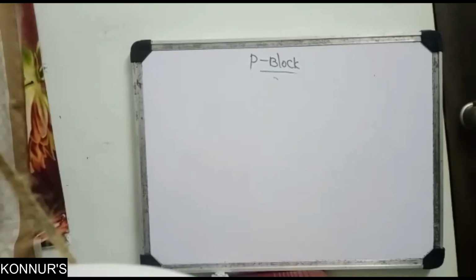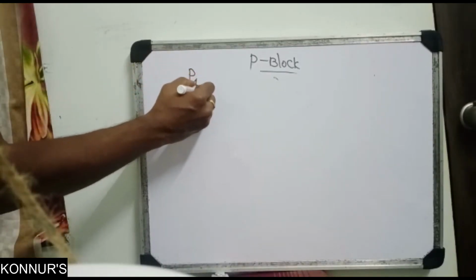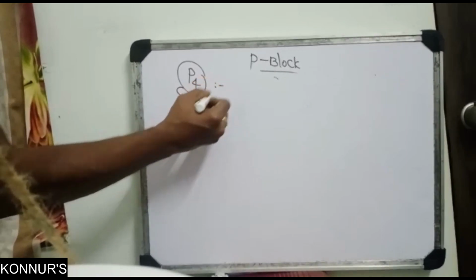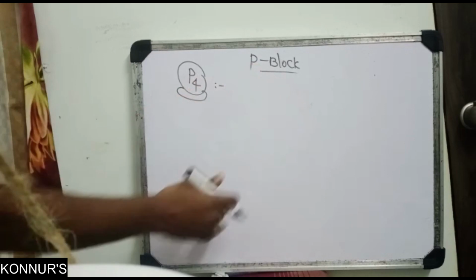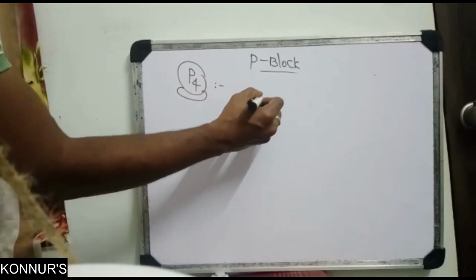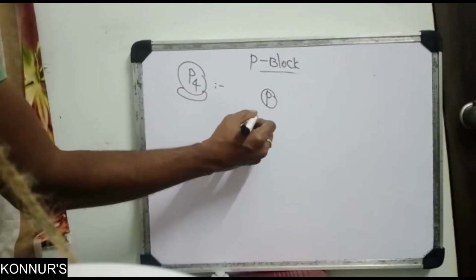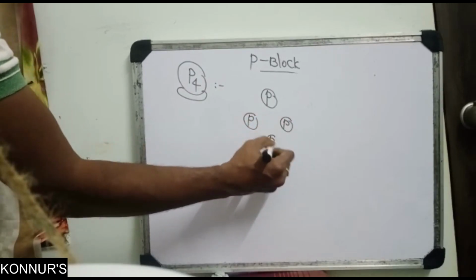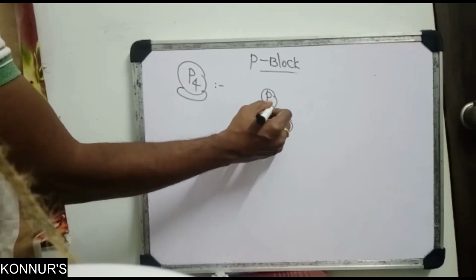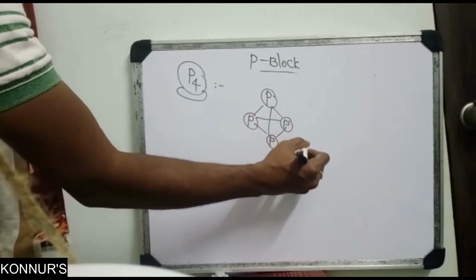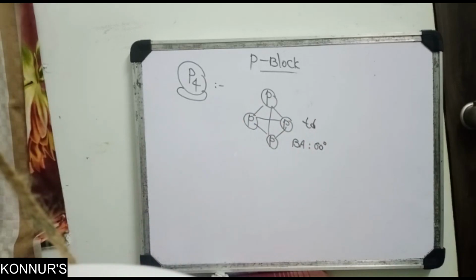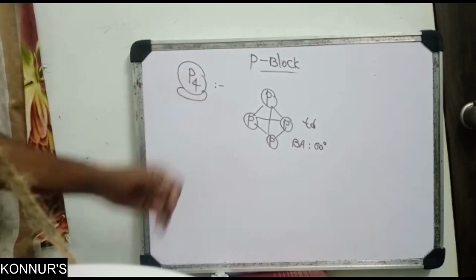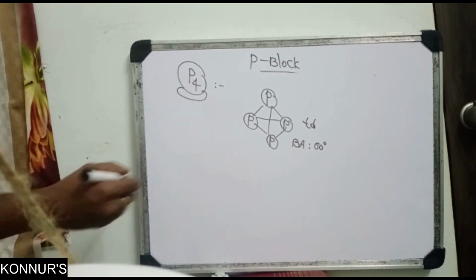So next compound, discuss with P4. See, phosphorus in nature is available as P4 only. So that is which structure? Tetrahedral structure. Bond angle is what? 60 degrees. Structure is tetrahedral. Tetrahedral normally means bond angle 109 degrees 28 minutes, then only it is stable. So because of this instability, it is more and more reactive.